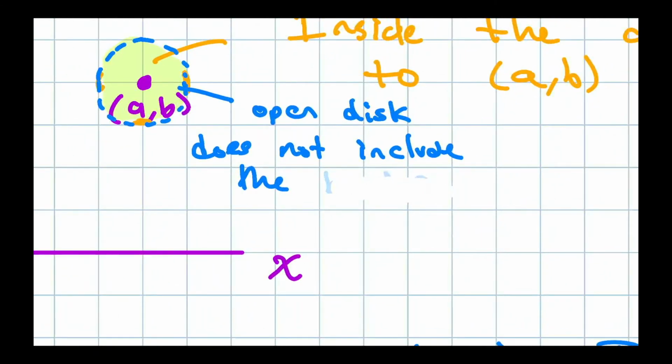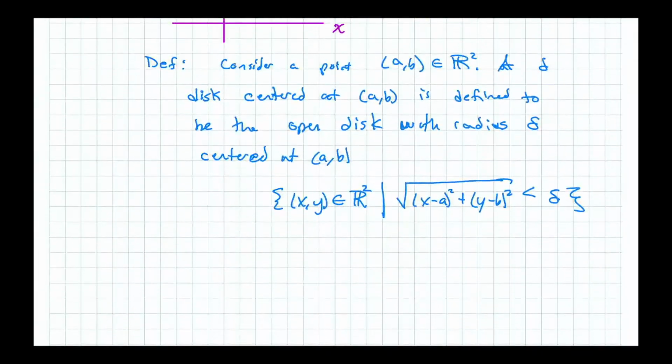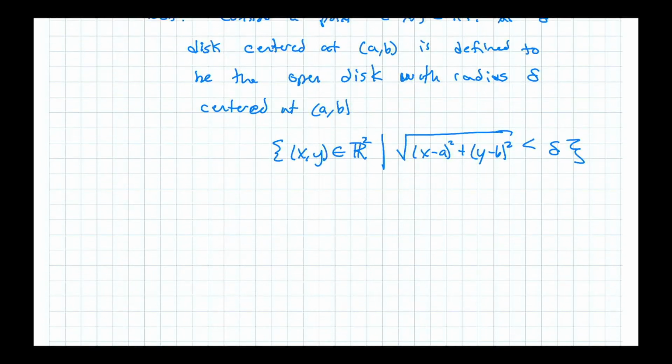And boundary is probably the better way to say that. I'm gonna say border slash boundary. Okay. So there you go. That's your definition of an open disk, and it's just a circle around the point. Okay. Now, why do we care?